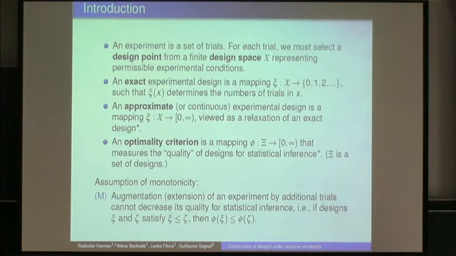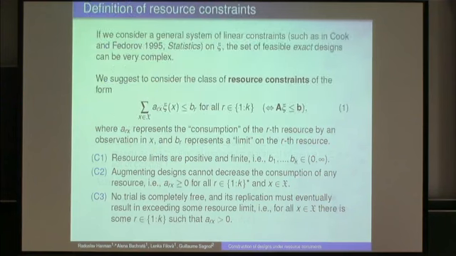We will have only one assumption, which is very natural, an assumption of monotonicity. Augmentation of an experiment by additional trials cannot decrease its quality for statistical inference. Okay, so if we simply have one experiment and add some trials to this experiment, we cannot decrease the measure given by this criterion phi. There must be more information in this experiment. So that's all that we need to assume for the algorithm to work.